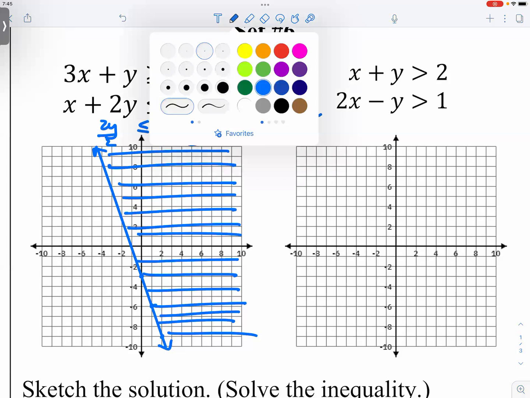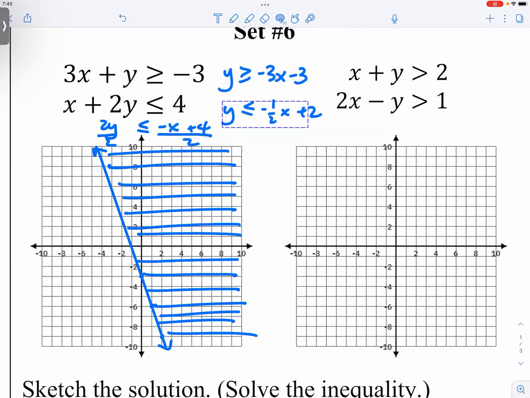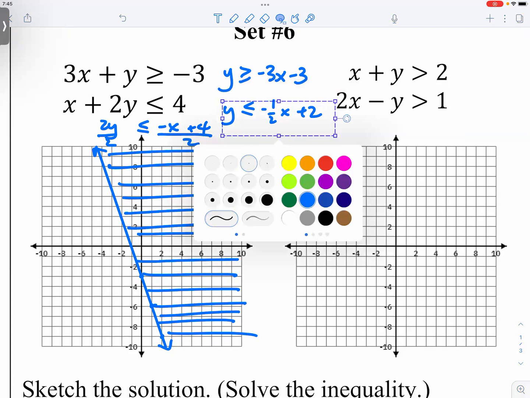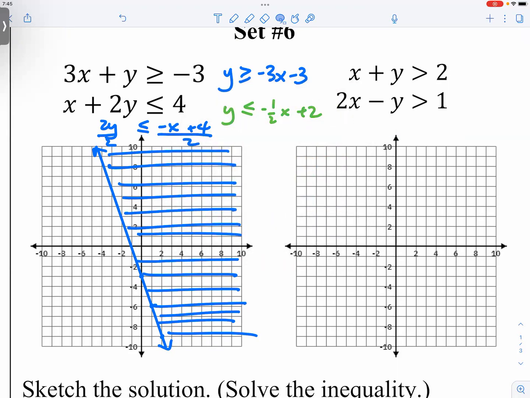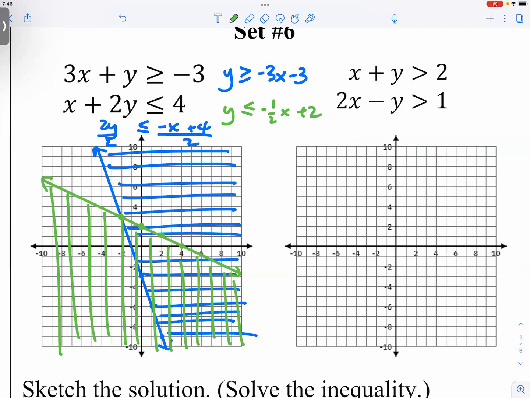And to do that, I'm going to use a different color actually, so that you can see better where they are intersecting. So plus 2 right here, and then with a slope of negative 1/2. Okay, so draw the line. But y is less than, so I'm going to shade the region below. And then you can find out the overlap region.